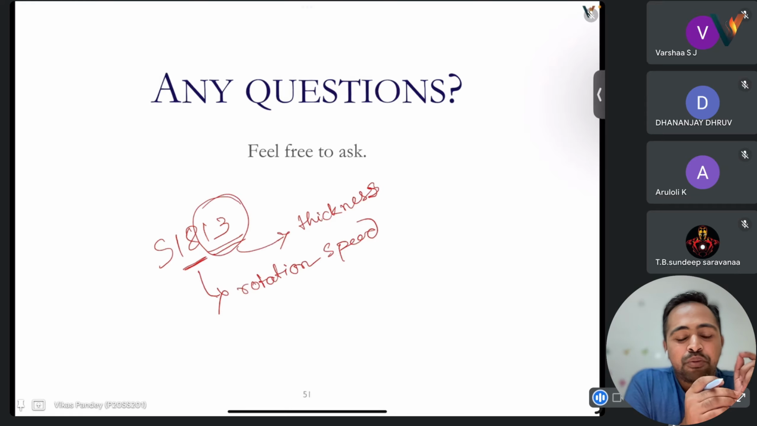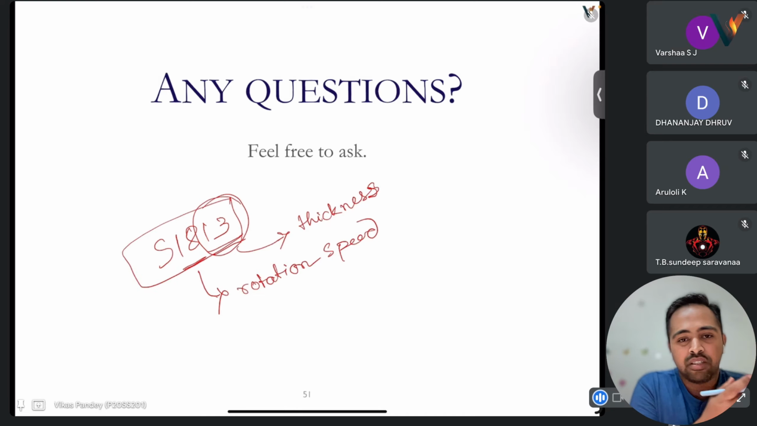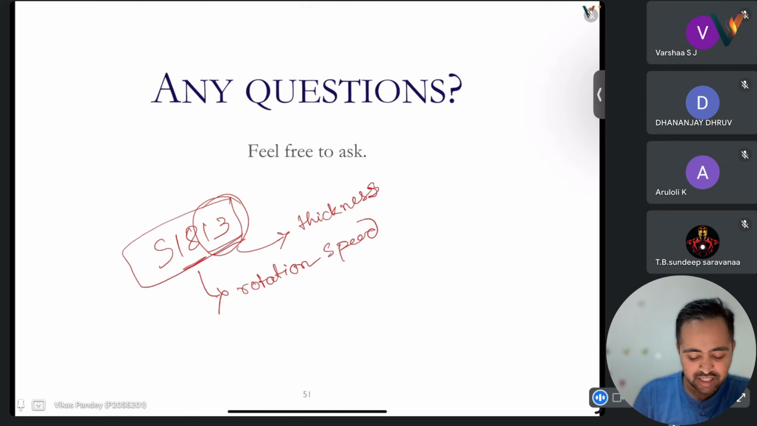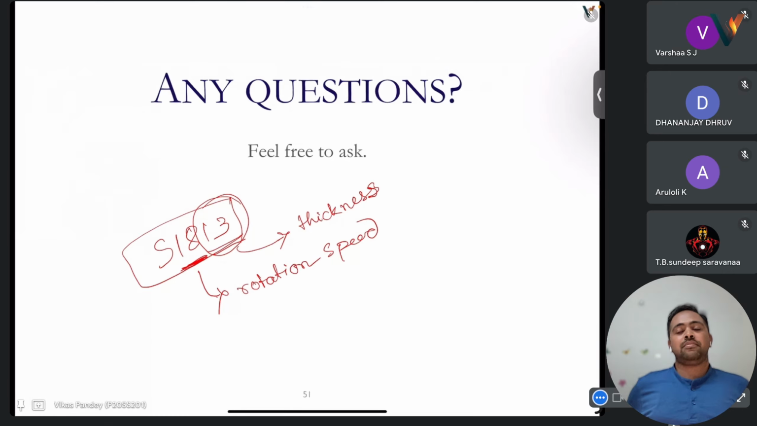Fine. You do one thing. You just read the dataset of this. Search for the dataset of S1813 MicroResist photoresist. See if you can find, at a given rotation speed, what the thickness is. I think you will get the answer. Yes, sir, I'll do that.